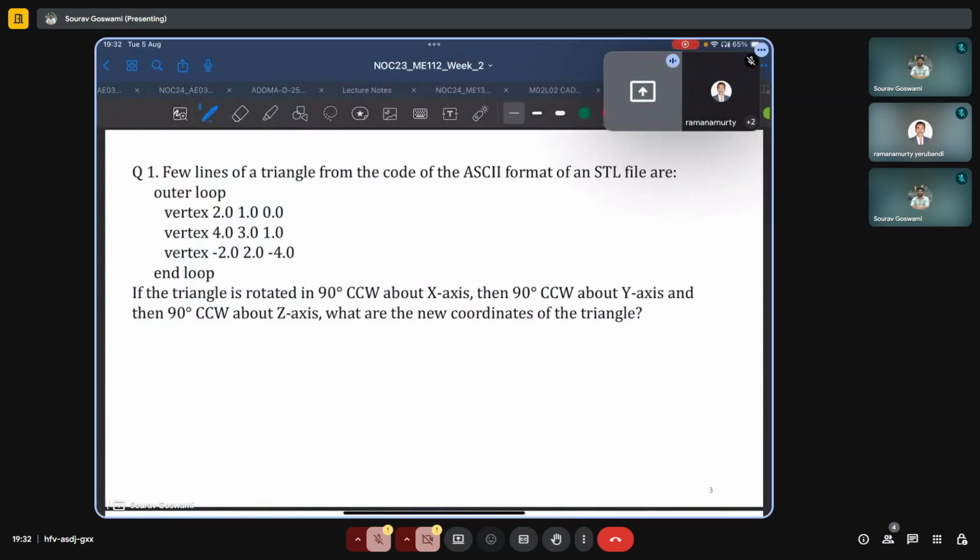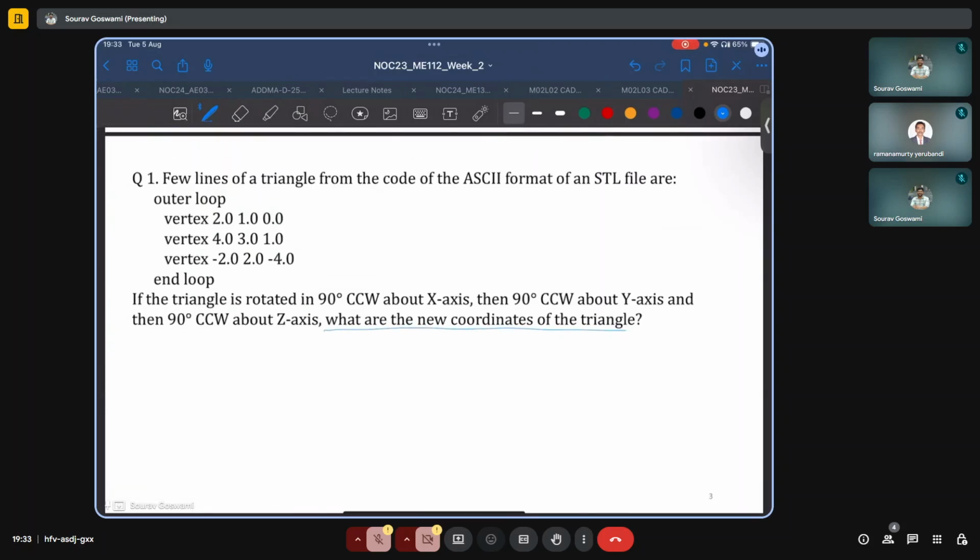Hello and welcome back. So let us now look at a few example problems. The first one says that a few lines of a triangle from the code of the ASCII format of an STL file are given. The three vertices are defined, and we are asked that if the triangle is rotated 90-degree counterclockwise about x-axis, then 90-degree counterclockwise about y-axis, and finally 90-degree counterclockwise about z-axis, what are the new coordinates of the triangle?